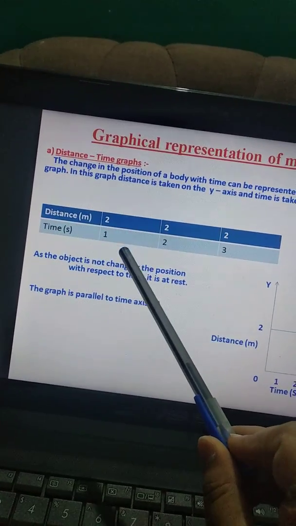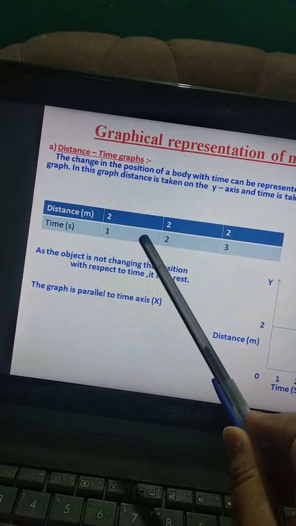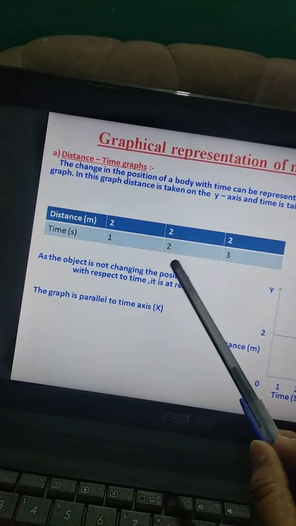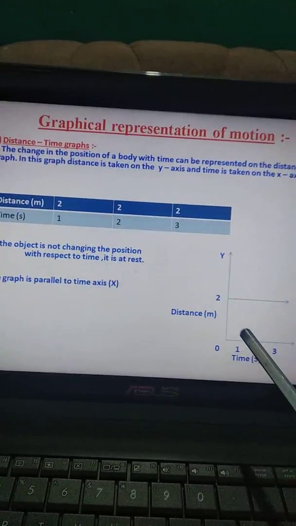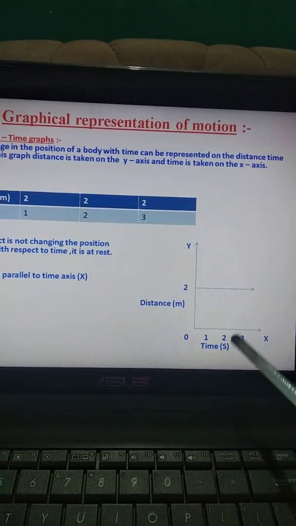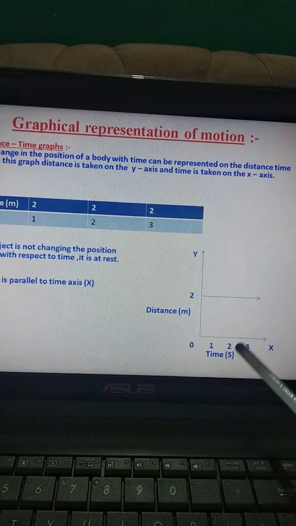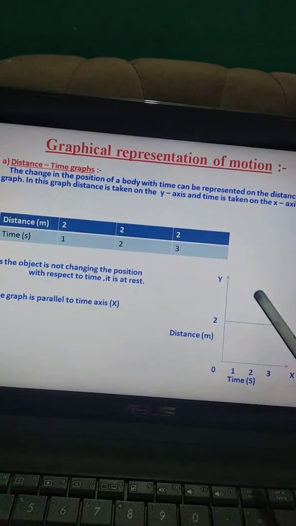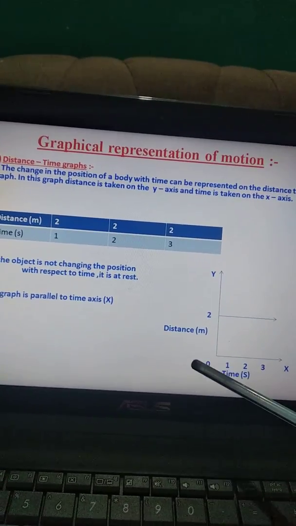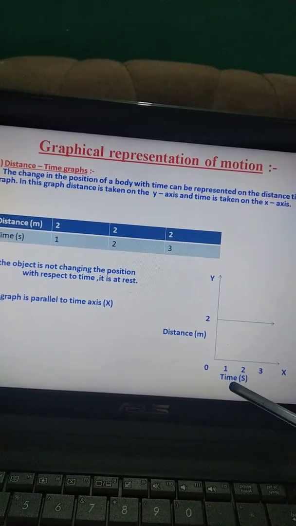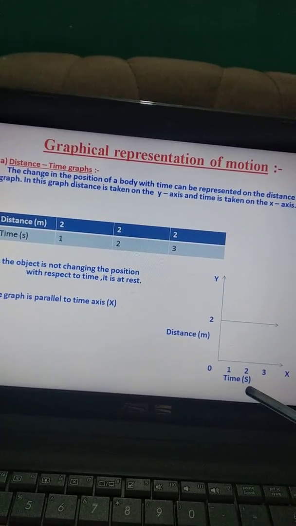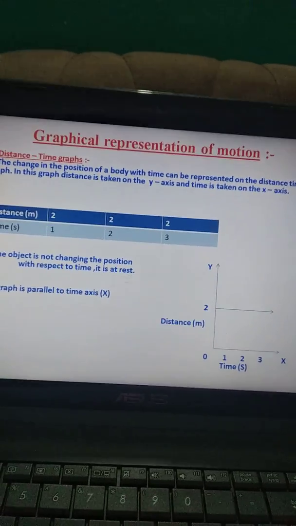Here you see there will be one table I have made here. The time is increasing gradually where the distance covered by the object is not changed. Means the position of the object does not change with respect to time. Then when we plot all this, we get a line parallel to the time axis. That means the object is at rest, which is from the definition you have got, there will be no change with respect to time. It is at rest. So the distance time graph is parallel to the time axis or x-axis for the object at rest.